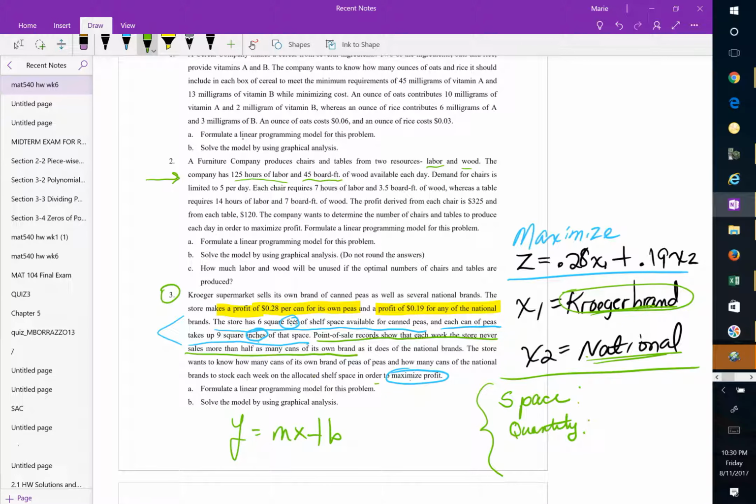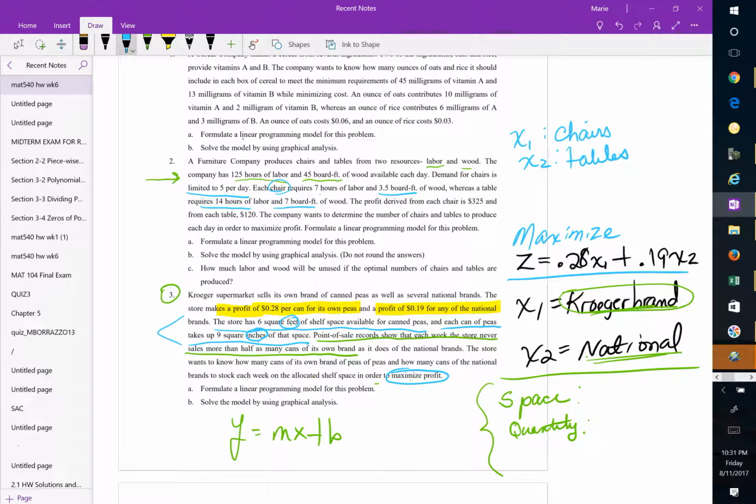The demand for chairs is limited to 5 per day. That is an important piece of information. Each chair requires 7 hours. So again, remember you have the two variables. Okay, so your X1 and this one is chairs. Your X2, which you're going to convert into a Y just like every other question. This is your tables. Alright, and so each chair requires 7 hours of labor, and 3.5 foot of board wood. Whereas table requires 14 hours of labor and 7 of wood.